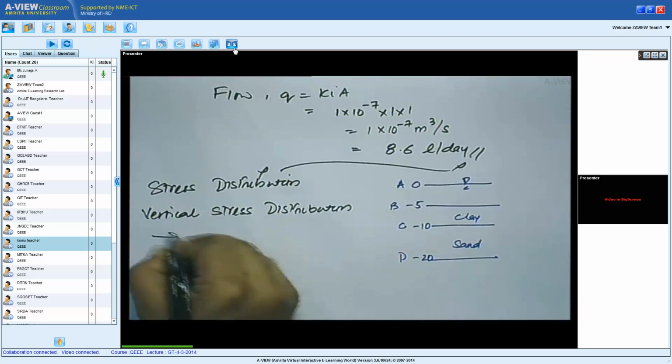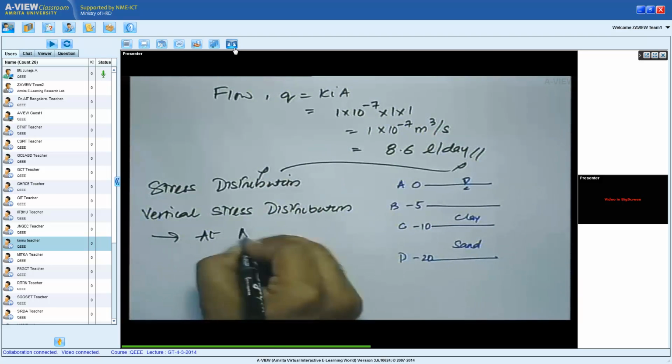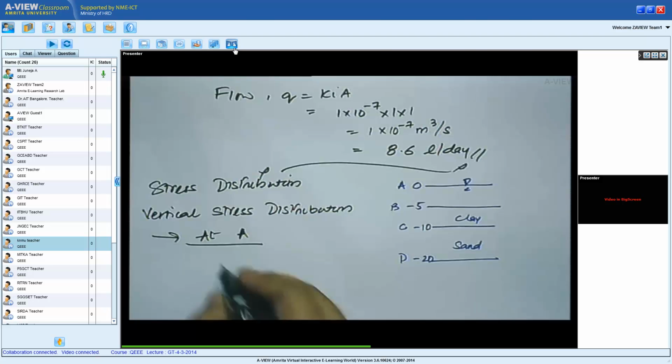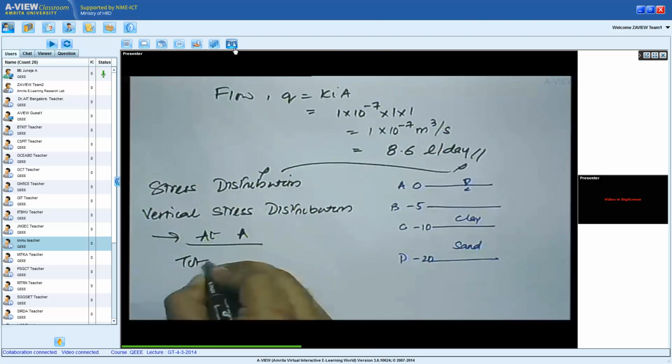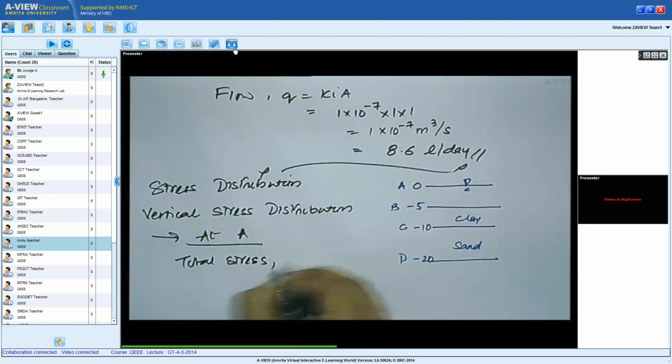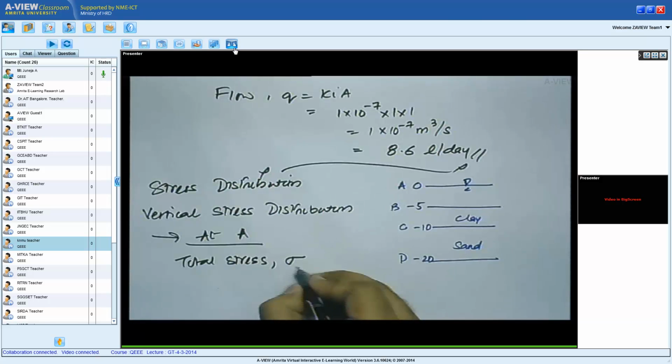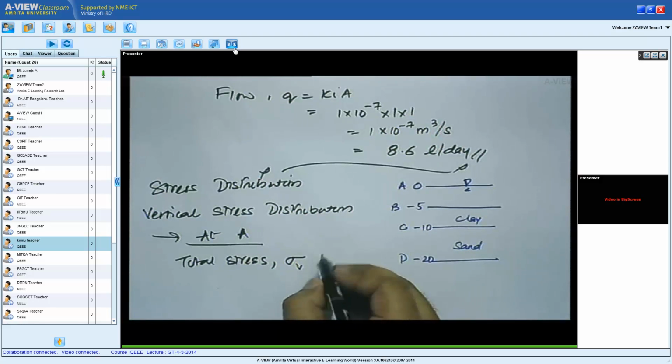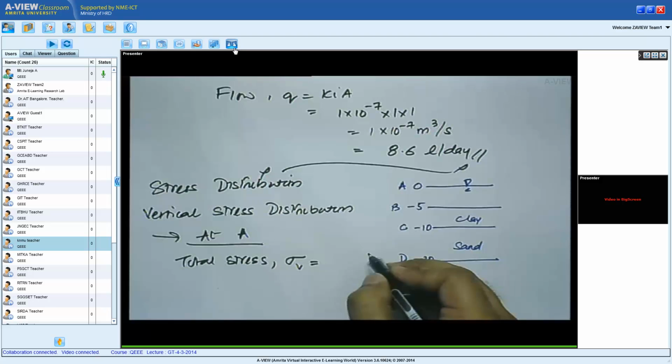Okay, let's take it at A. So total stress or total vertical stress, we call it as sigma. I've just put suffix V over there. The question says sigma V, it is the same thing as we have done before. We have been writing this as sigma, but in this question they have put it as sigma V, but it's the same thing. It's vertical stress for us.